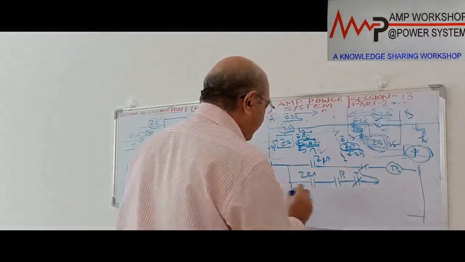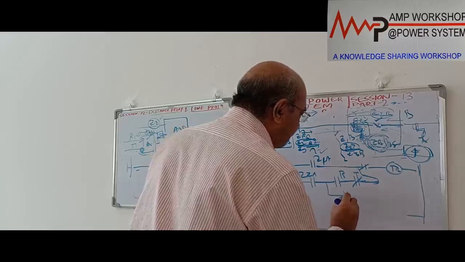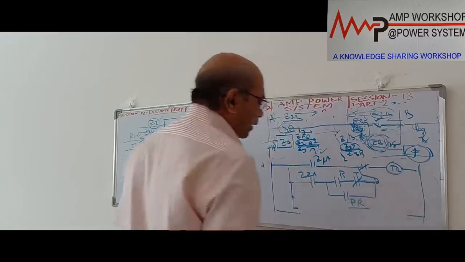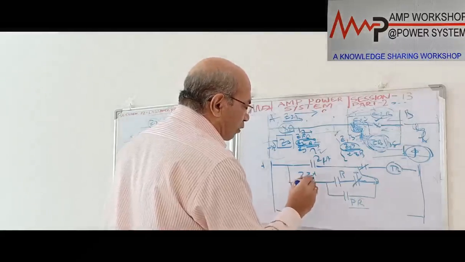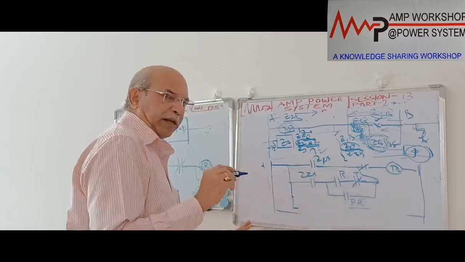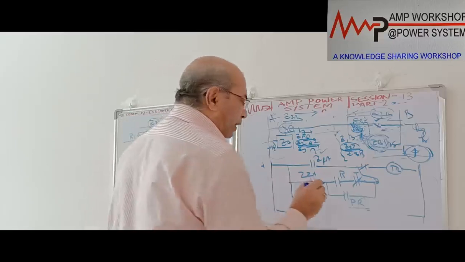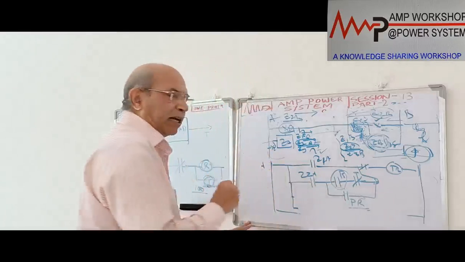Another case here is when it receives a signal. This is your PR, permissive receive. If the permissive is received directly from the other end and Z2 has operated, it will trip. If the permissive is not received due to channel failure, meaning the trip frequency signal is not received, what will happen in that case? This is the relay representing that both signals are off.